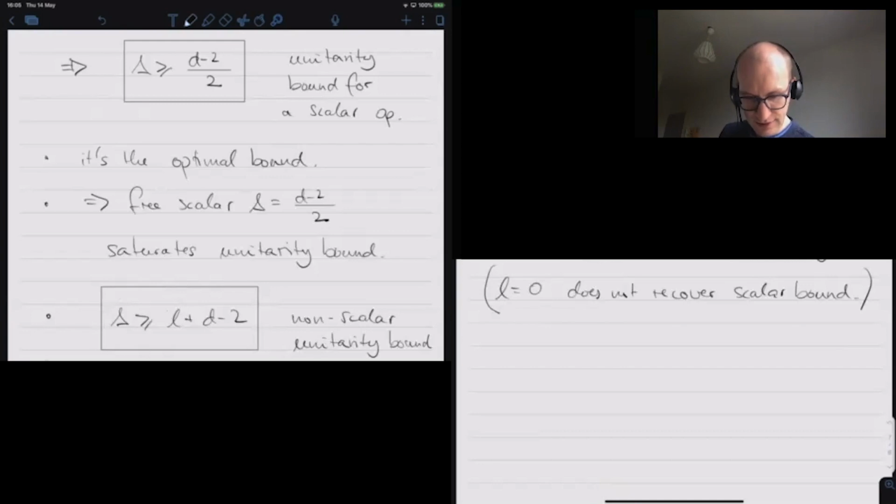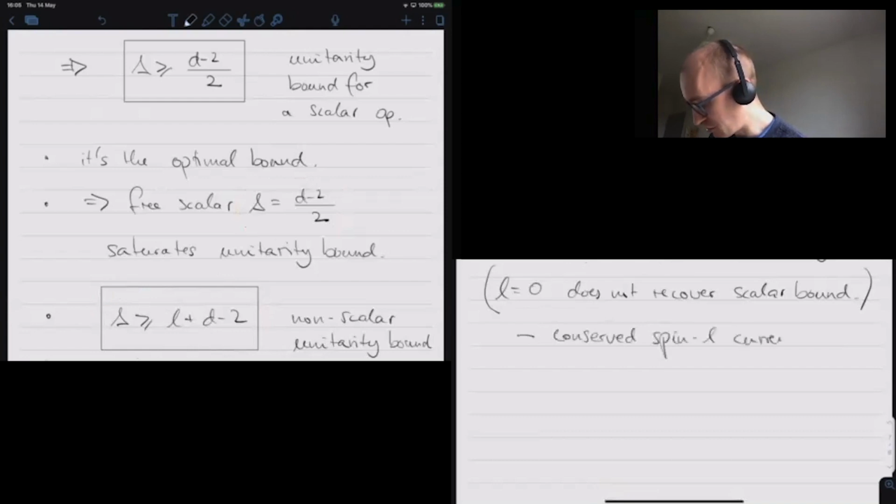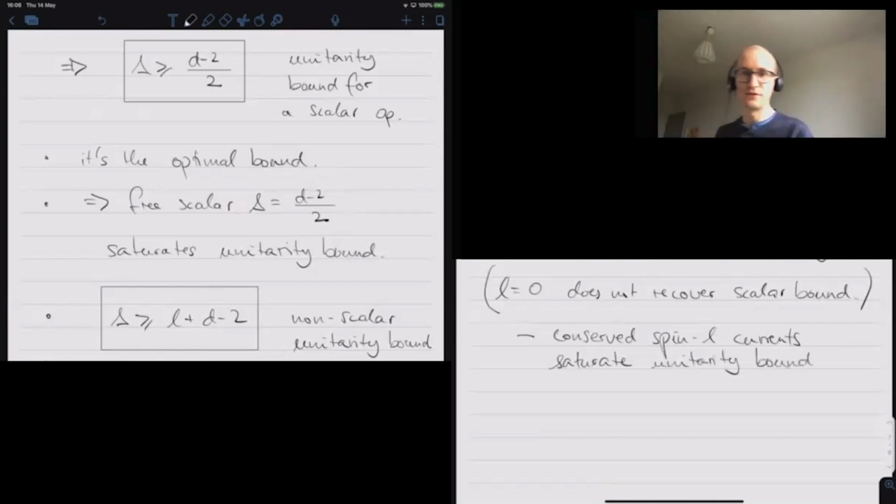And finally, here we had that a free scalar saturated this bound. Actually, in general, you can say that this bound is saturated by a conserved spin L current. So conserved spin L currents saturate the unitarity bound. This will play some role in what follows. In particular, we will look at spin 1 and spin 2 cases.